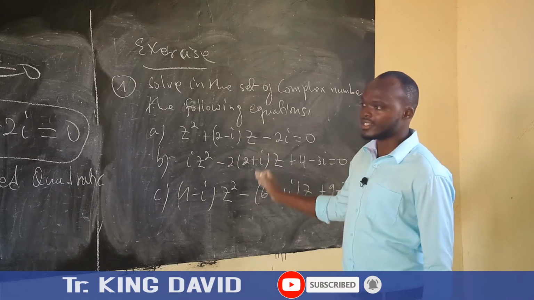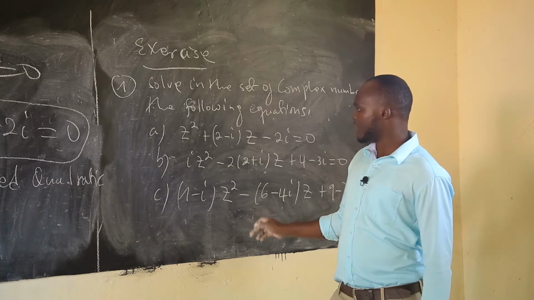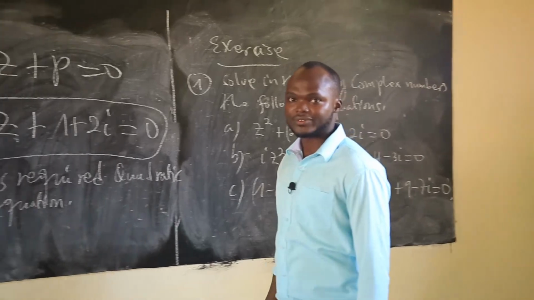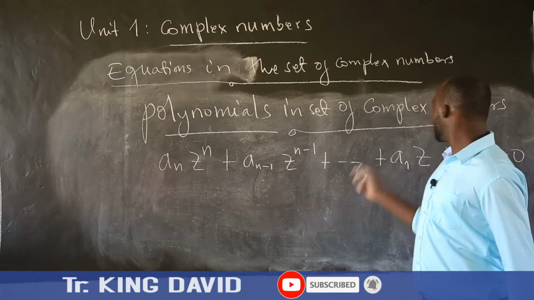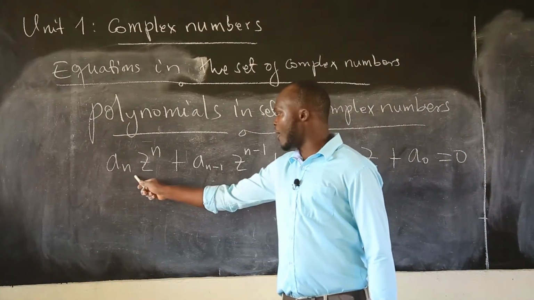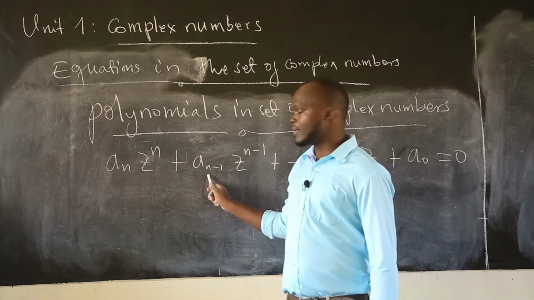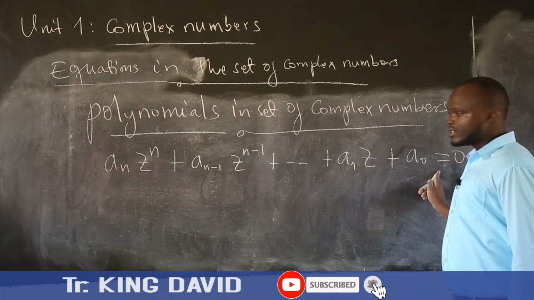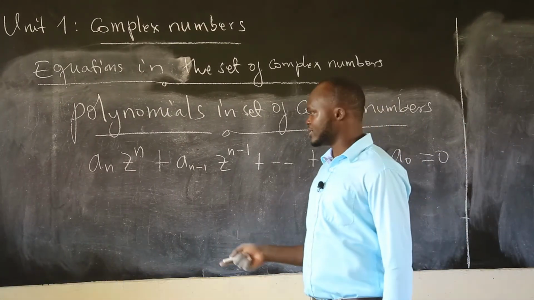So after doing the exercise, we'll go to the polynomials. So now try this exercise, then after the exercise, we're going to start polynomials. Okay, let us go to polynomials in the set of complex numbers. Any polynomial is in this form: a_n z power n, plus a_(n-1) z power n minus 1, up to a constant number, equal to 0. So we're going to see how we can factorize that polynomial, how we can solve a polynomial.